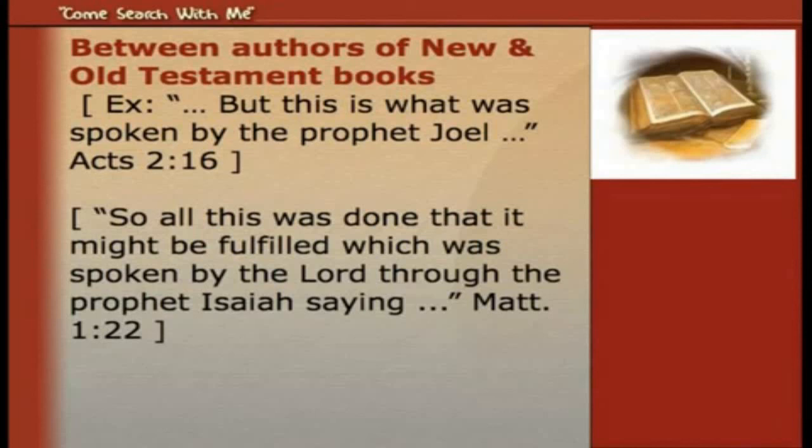And between the authors of the New and the Old Testament, for instance, this one down here: "All this was done that it might be fulfilled, which was spoken by the Lord through the prophet Isaiah." This is Matthew. Matthew is saying, I've got my information that I'm writing down from a certain source, and that source had spoken to Isaiah 600 years earlier. This cross-attestation is absolutely unique. There is no other literature on earth that has this kind of cross-attestation. So, attesting.